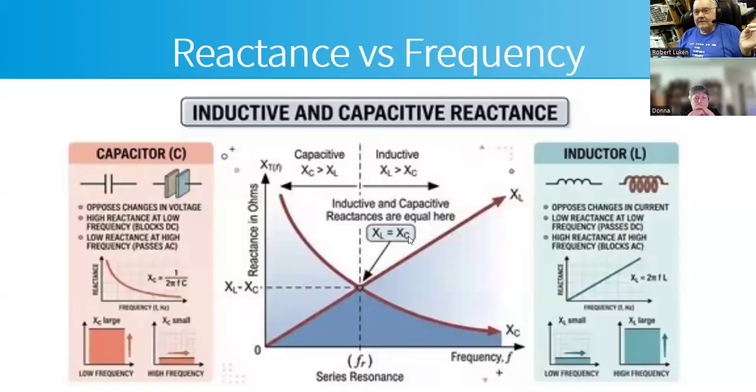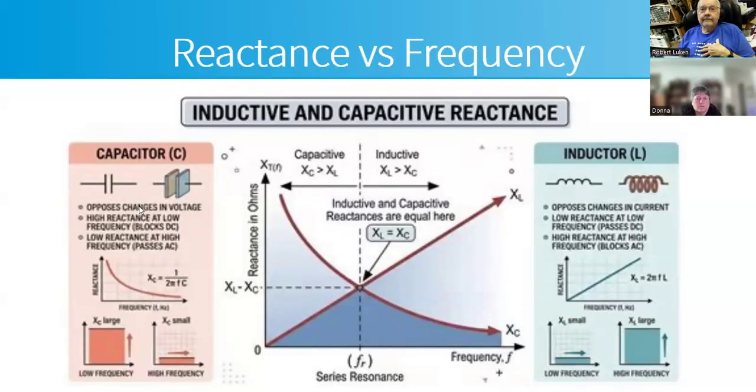So that's an important thing to remember. Resonance is the point at which the inductive and capacitive reactances cancel each other out. So when we look at the impedance equation, which is R plus jX, X is going to be 0. So the impedance is going to be R at resonance. And we'll talk more about that.